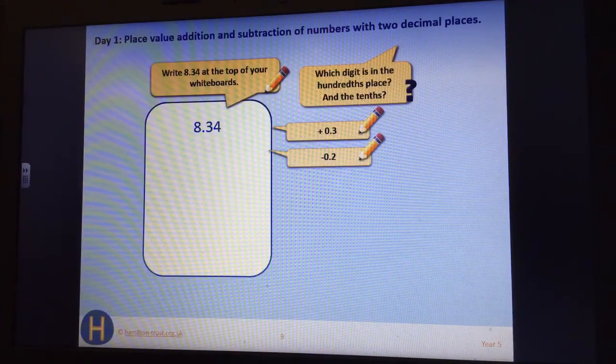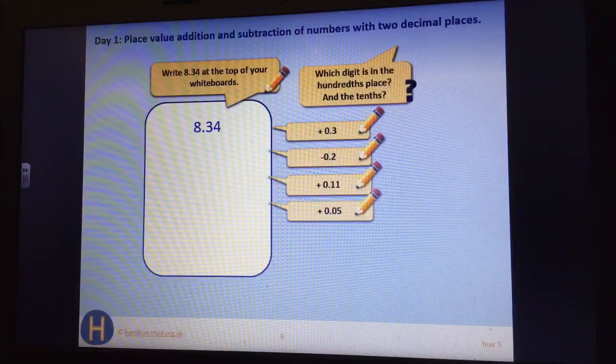Oh, sorry, I'm being silly. Don't add minus 0.2. Could you just take away? Could you subtract 0.2? Thank you. Now, can you plus 0.11? Now, can you plus 0.05? Don't forget you can pause this at any point. Don't feel I'm rushing you.